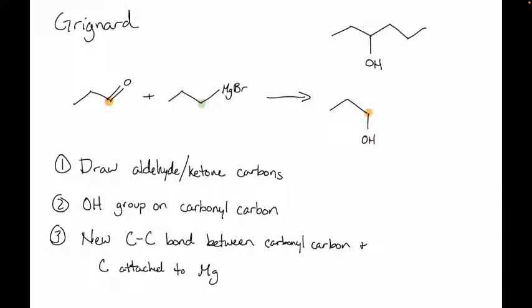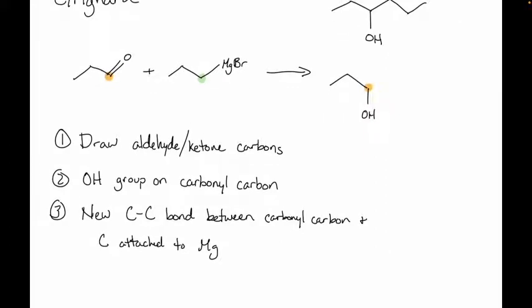So the last thing I'm going to do, once I know how I'm going to link them, is draw the carbons from my Grignard. Now I know that this should be linked to that green carbon there. I'm going to draw the back half of that molecule. That's how I got my product.